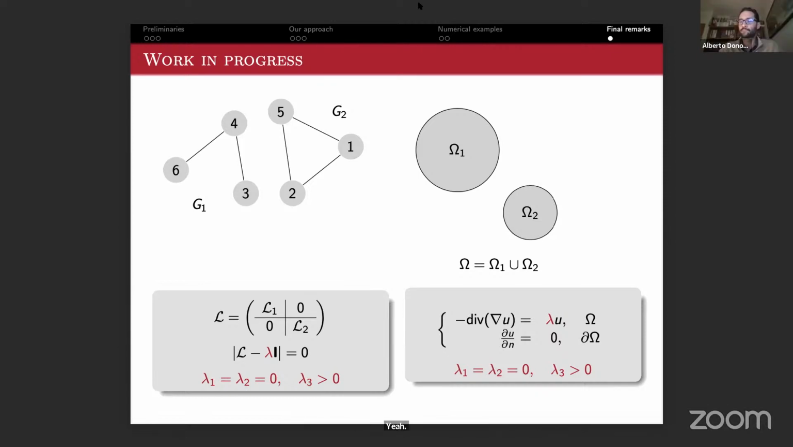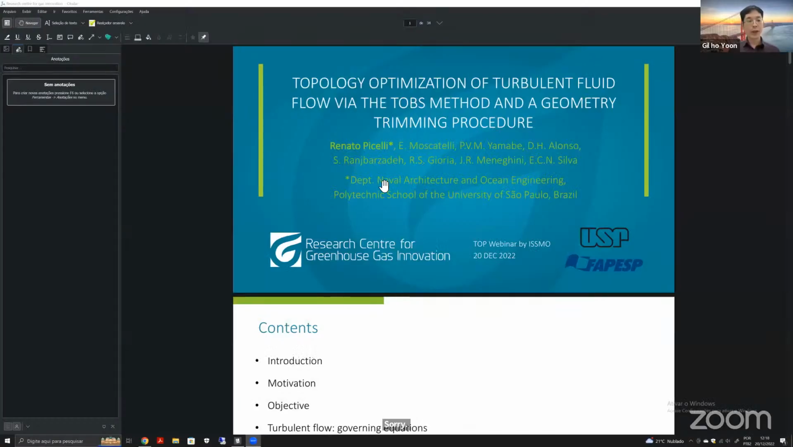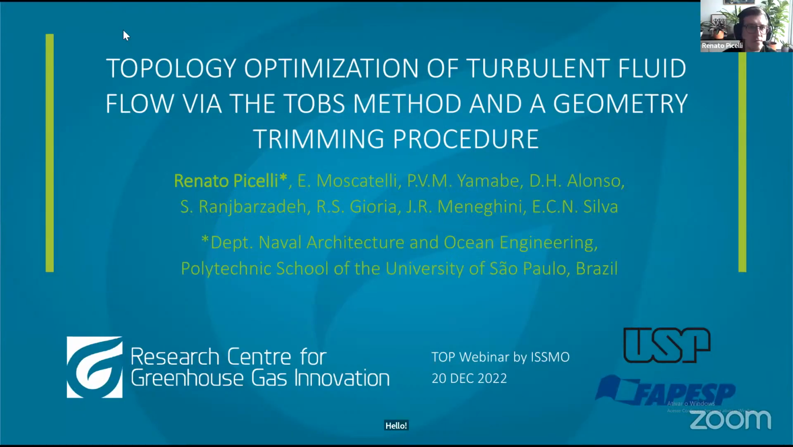So I think we should move to the next presentation, and please, Alberto, give the answers in the chatting room during the other presentations. Thank you. The next speaker is Picelli from Brazil. Picelli, can you share your presentation? Yes, go ahead. Dr. Picelli will present the topology optimization of turbulent fluid flow via the TOBS method and geometric trimming procedures.